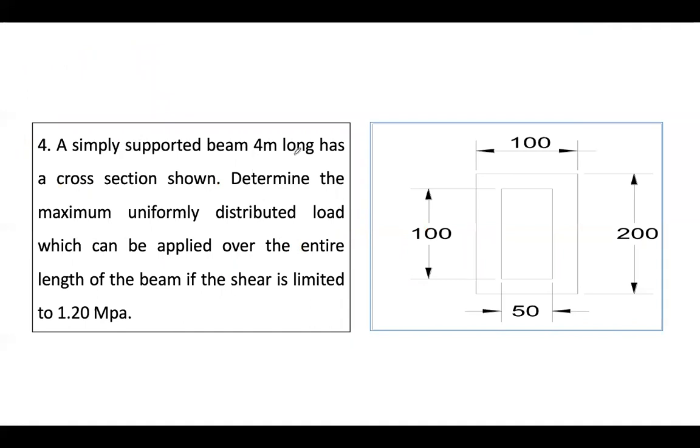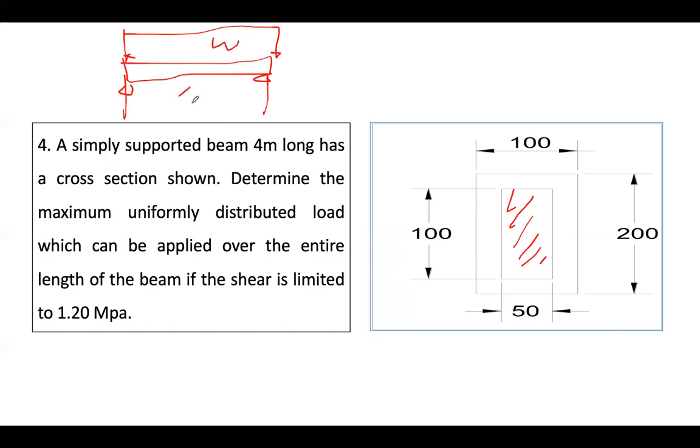You have here a simply supported beam, 4 meters long, with a hollow cross section, butas yung gitna. So ganito lang, ano? This is a simply supported beam. Determine the distributed load, what is W, which can be applied over the entire length of the beam if the shear is limited to 1.2 megapascal.